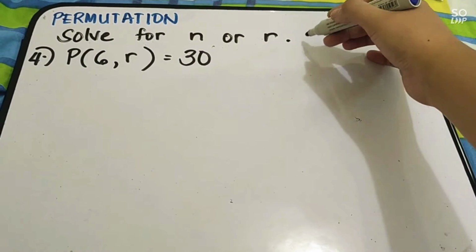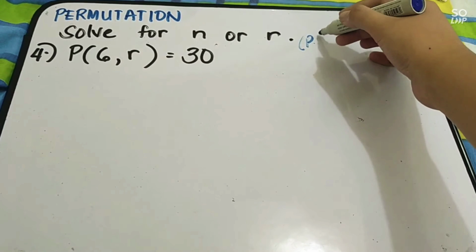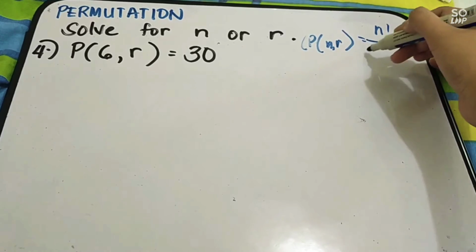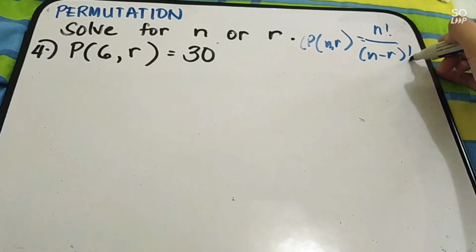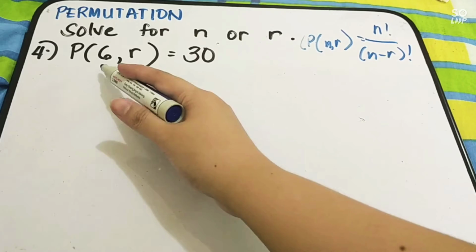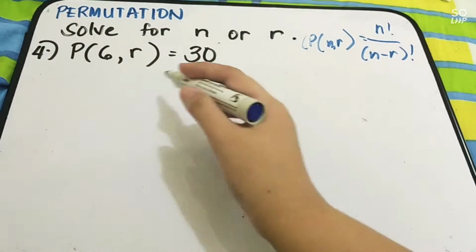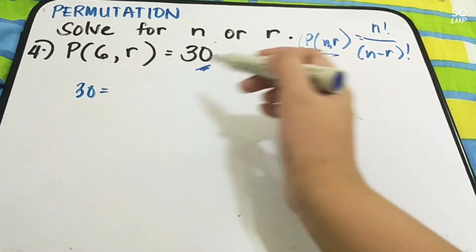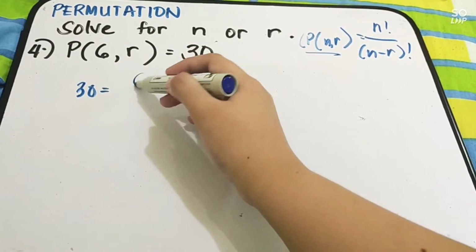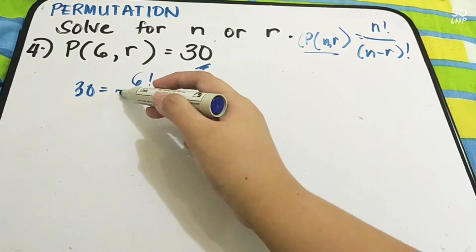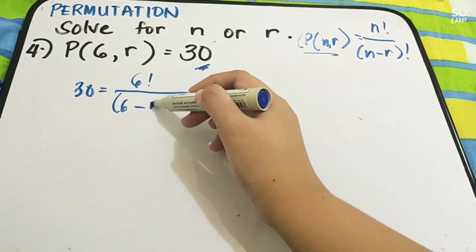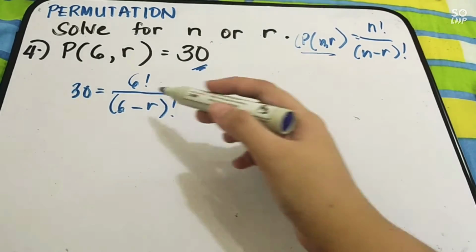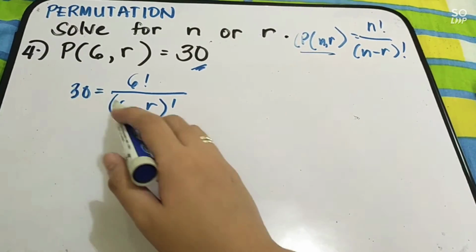So, gagamitin ulit natin yung permutation na formula. P of N R is equal to N factorial over N minus R factorial. Then, substitute natin. Yun nga lang, given mo ay si N, hindi na si R. So, ang P N R natin, we have 30. Right here, 30 is equal to, your N is 6 factorial over 6 minus R factorial. Ayan. And then, cross-multiply lang tayo. Pagpalitin natin to ng pwesto.